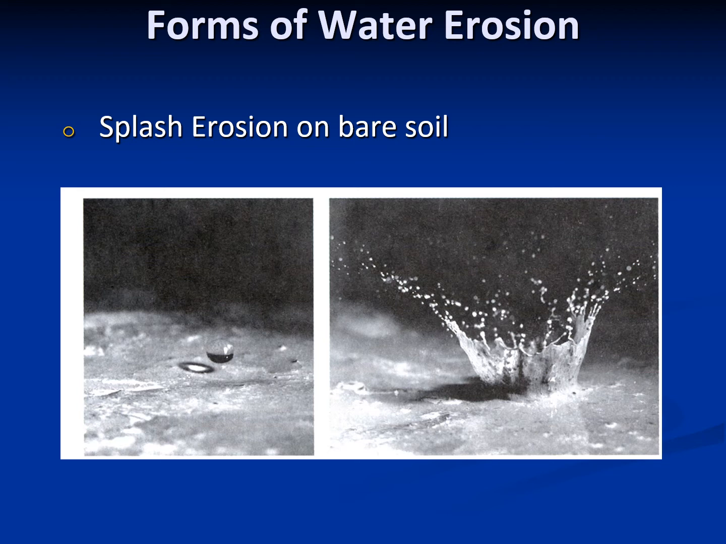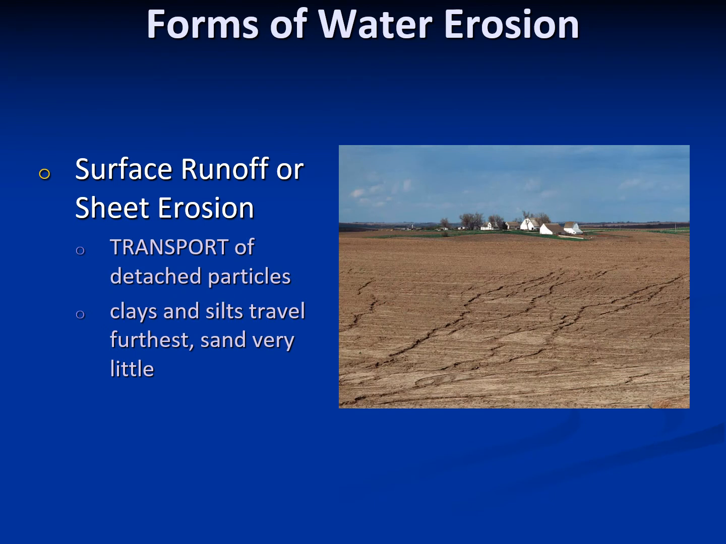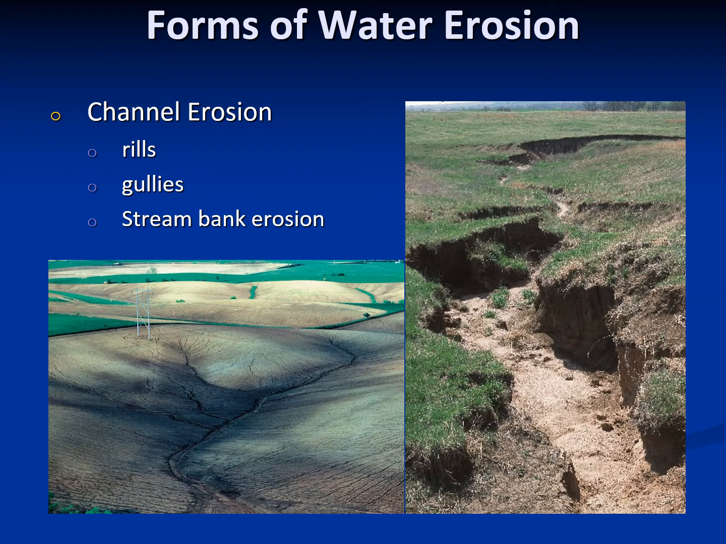Splash erosion on bare soil is the first form of water erosion, as shown here in this image. It literally hits the Earth's surface like a fist, causing that soil to have like a miniature explosion that causes it to detach. We also have surface runoff or sheet erosion, which is the transport of detached particles. Clays and silts travel the furthest, and sand travels very little. We also have channel erosion, which causes rills and gullies and stream bank erosion.